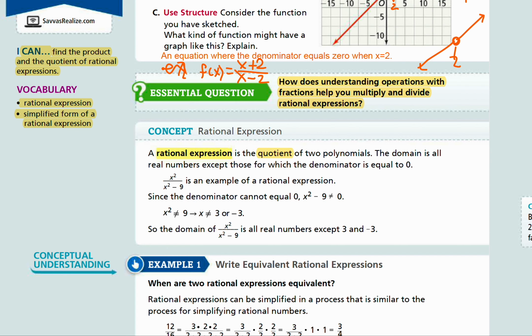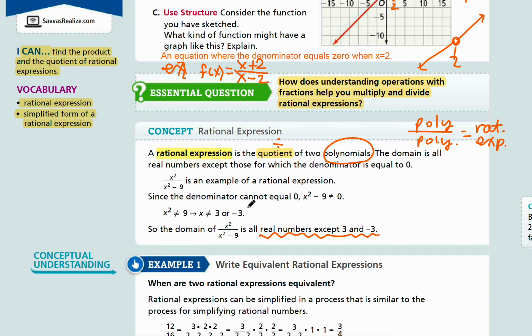The domain is all real numbers except those for which the denominator is equal to 0. So if you have a polynomial in the denominator, you will have some values that will make the polynomial equal to 0, right? So those are the values where the domain is restricted. For example, we have x squared over x squared minus 9. Since the denominator cannot equal 0 when x is equal to 3 or negative 3, the domain is restricted, so it's undefined. So the domain is all real numbers except 3 and negative 3.